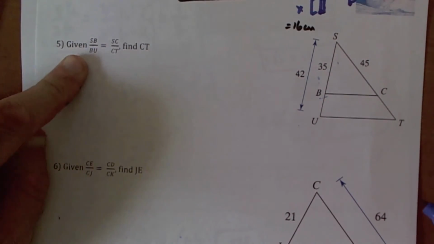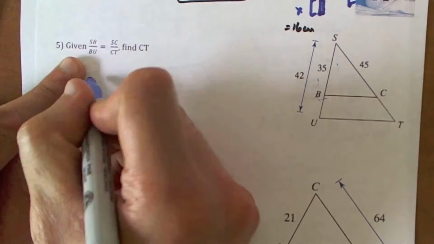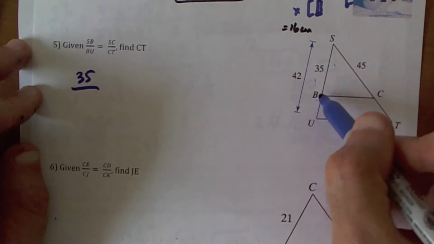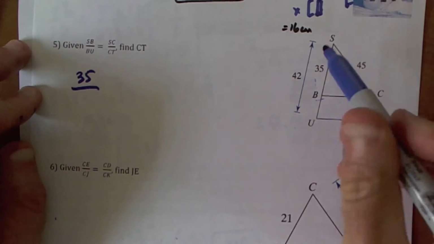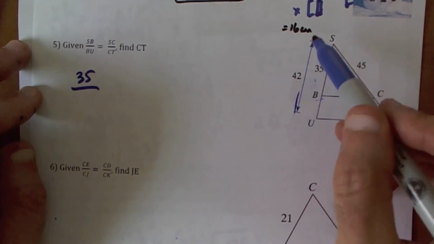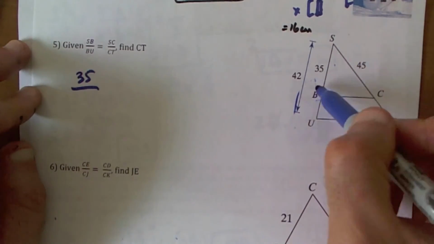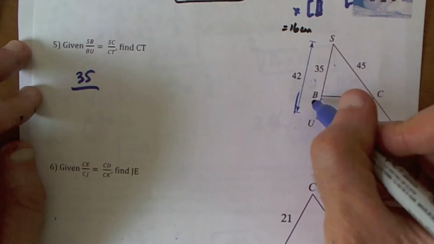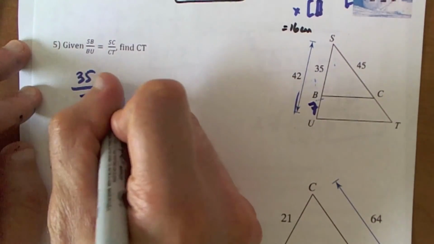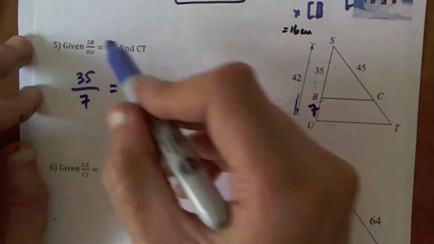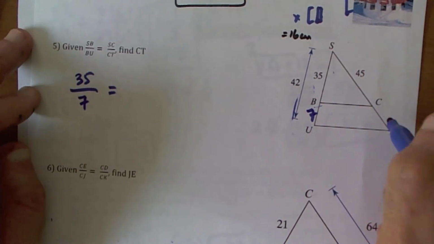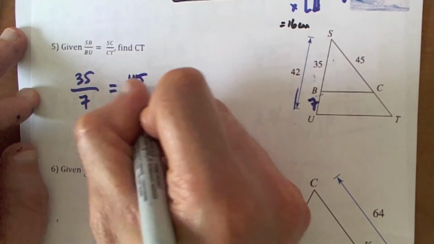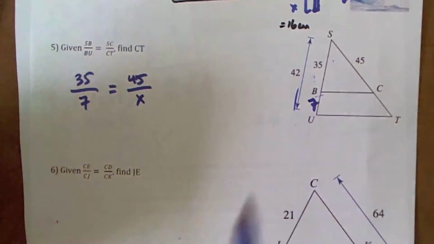So I know, given SB, which is 35, over BU, all right, now BU is not given to us, but we know that this is 42, so if the whole thing is 42, this is 35, this has to be the remaining piece, right? So I could just take 42 minus 35, and that gives me 7. 7 is the same as SC is to CT. So SC is 45. Let's find CT. You can call it X, you can call it CT, whatever.